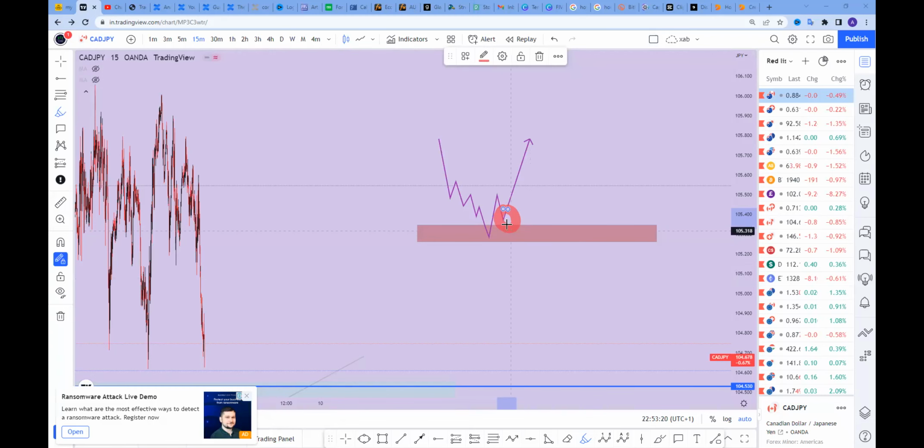All right, based on this, we can easily take our entry from this area. How? Because we can see that this is our order block from the higher time frame. All right, let's say that was our order block on the 4 hours time frame.